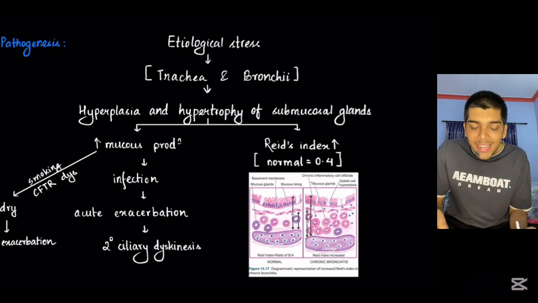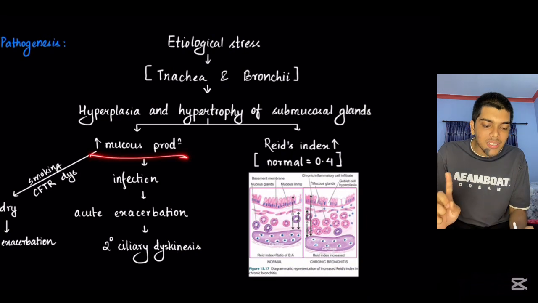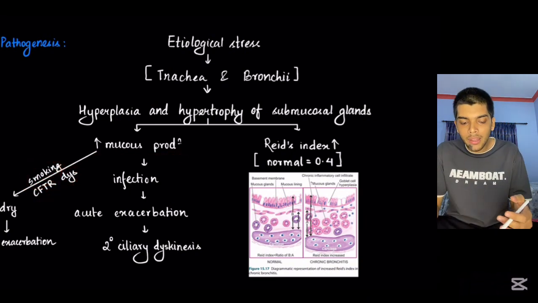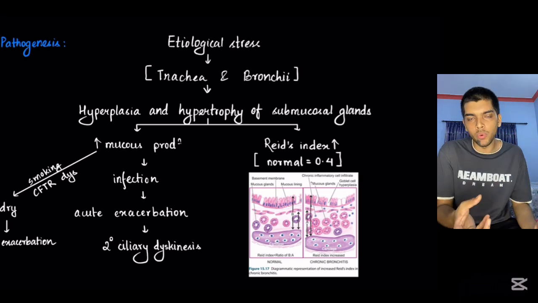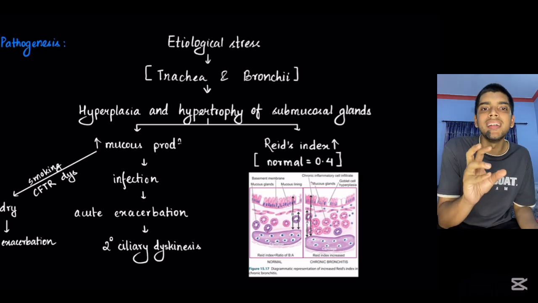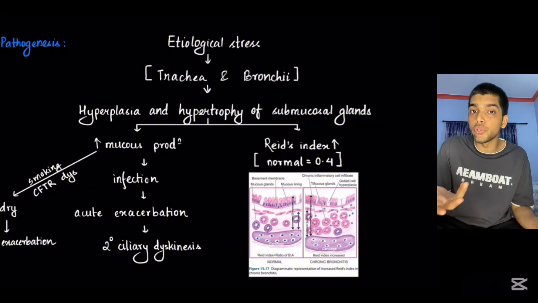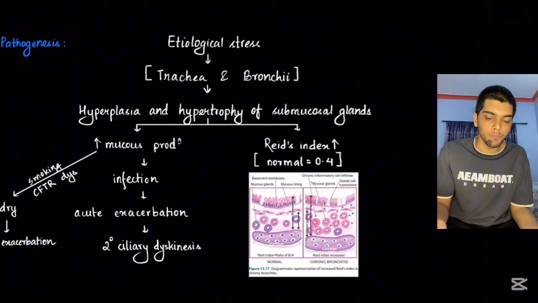Alright, what if this mucus production is associated with CFTR dysfunction, which is seen due to smoking? Then there is production of mucus, but the mucus is dehydrated. So there is further worsening of the condition, also known as exacerbation.